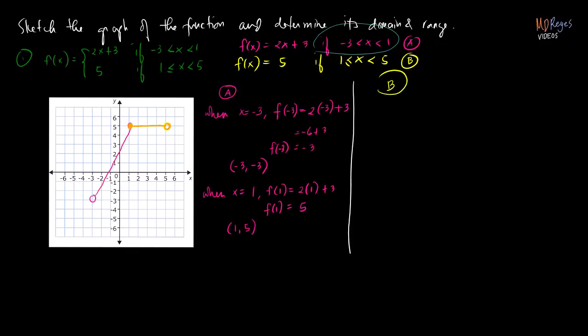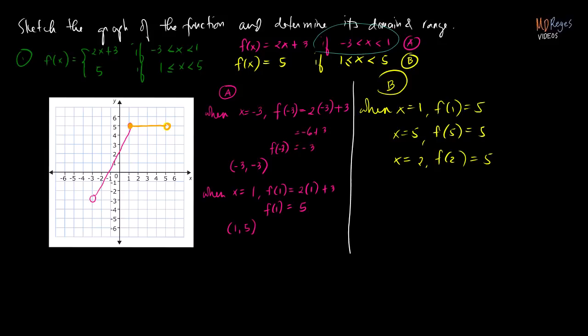Alright, so in function b, whatever the number is on the x-axis, when x is equal to 1, let's say, f of 1 is 5, because it's a constant function. When x is equal to 5, f of 5 is still equal to 5 because it's a constant function. Actually, if you take any number in the interval from 1 to 5, let's say if x is equal to 2, f of 2 is still equal to 5, just because function b is a constant function. Therefore, we'll have this horizontal line.